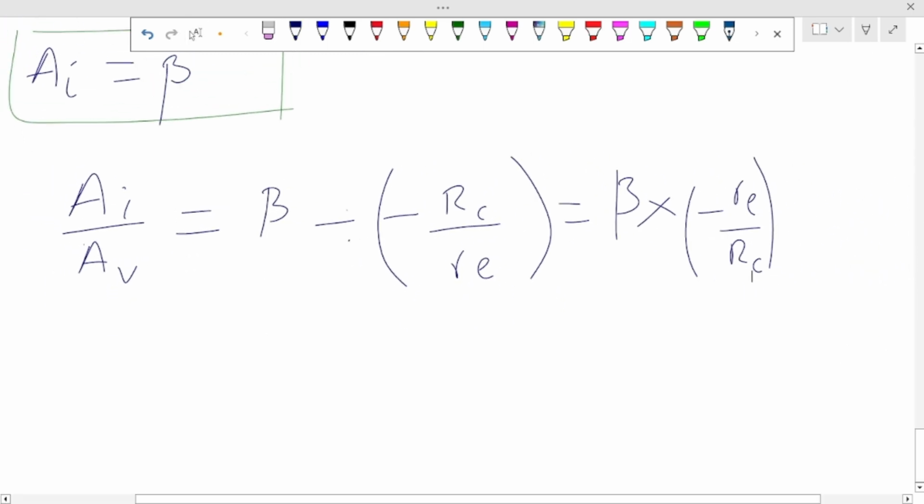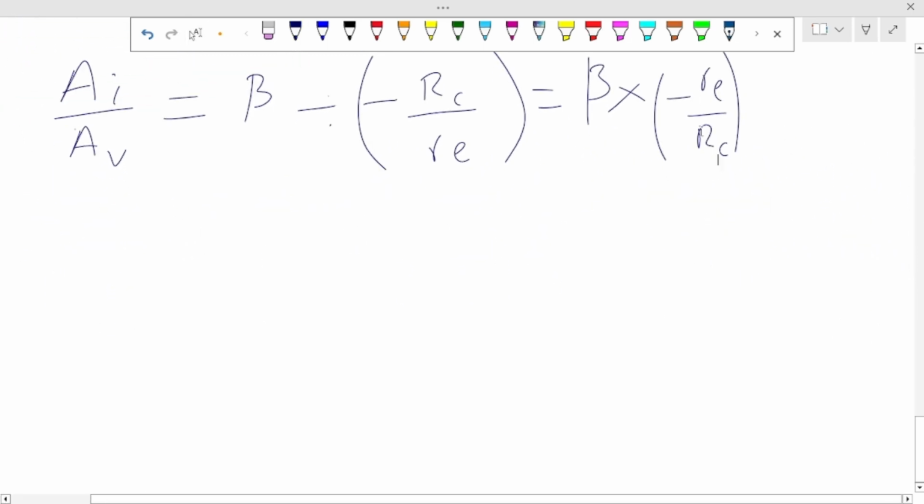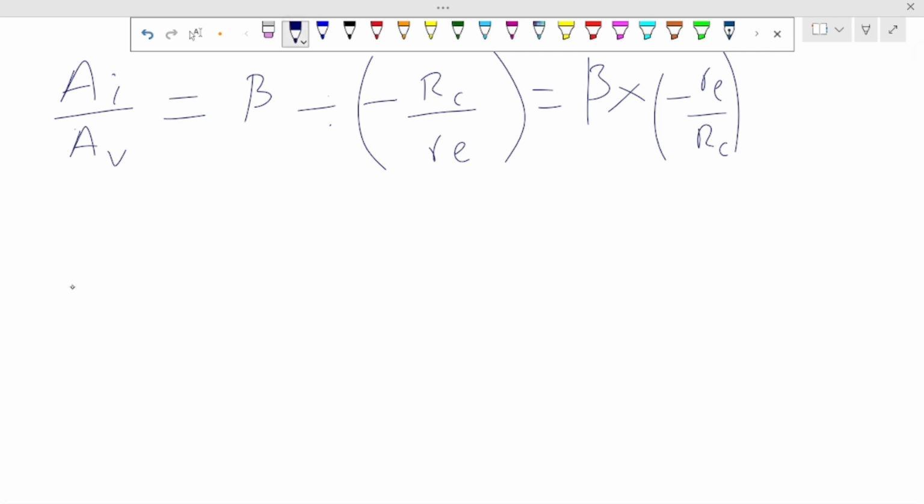Oh guys, please pardon me for this. At some point I use small letter, at some point I use capital letter for this RC. Please pardon me for that. I can't really go back and delete everything. So just know that it's the same.